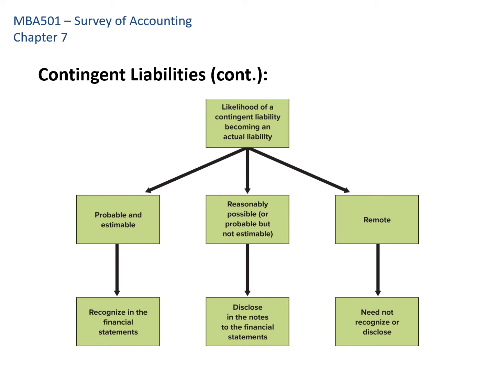If it's reasonably possible, so not probable, maybe in the 50% range, or probable but we can't estimate it, we would just disclose it in the notes to the financial statements. We would say, we've got an issue here. We don't have all the information. We can't say for sure this is going to happen, but just please be aware of it. And then the far right there is if it's remote that we're going to have to pay any money, then we don't need to recognize it or disclose it either. It's just a minor detail.